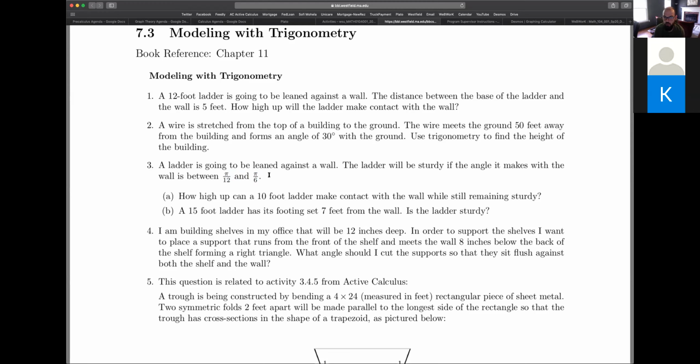And then under this new constraint that it's sturdy, the question is, how high up a wall could we make? So let's go ahead and think about this for a moment. I'll draw a picture here again.